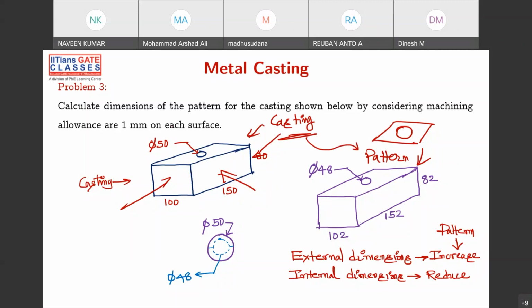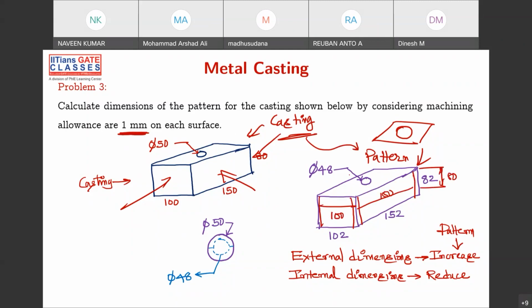And also they are saying that 1 mm has to be removed on each surface for machining. So if you're giving the pattern like this, after getting the casting, you remove 1 mm here, this side 1 mm here, then it will maintain 100 here. That's what I already told you, right? And then here 1 mm you remove, 1 mm you remove, you'll get 150 here. You remove 1 mm, then it will be 80 here.